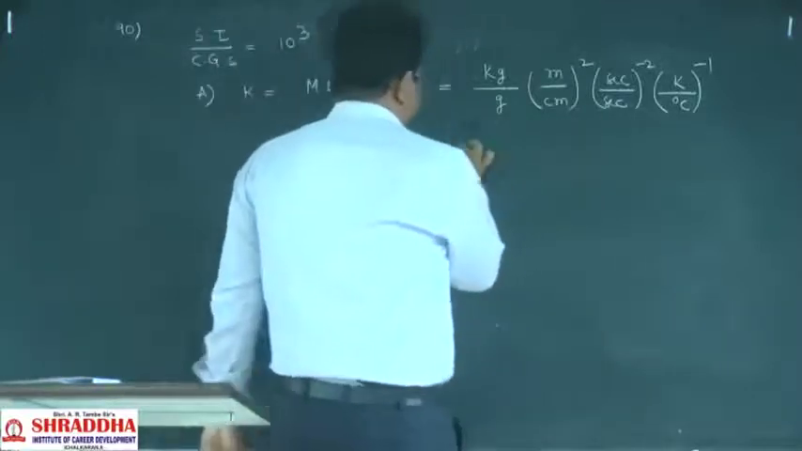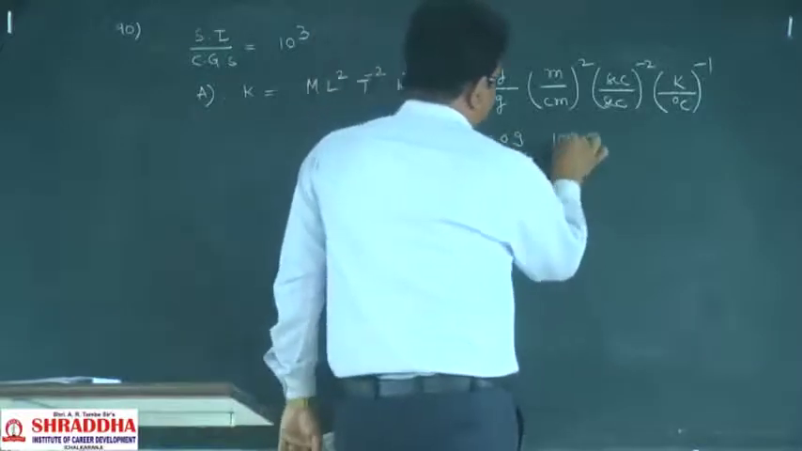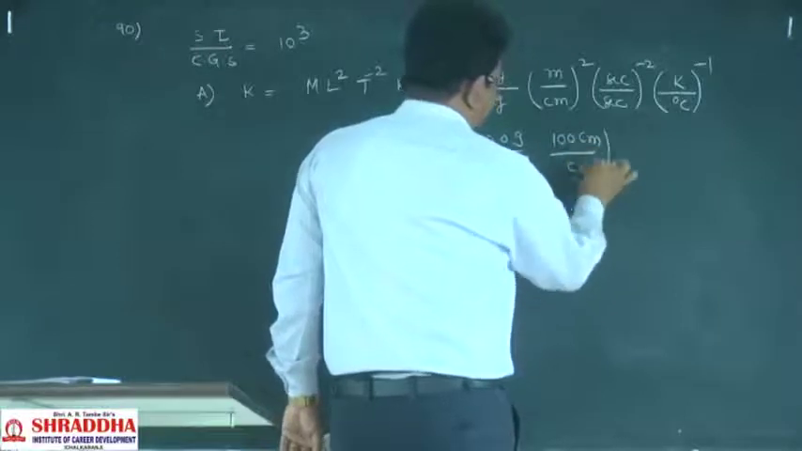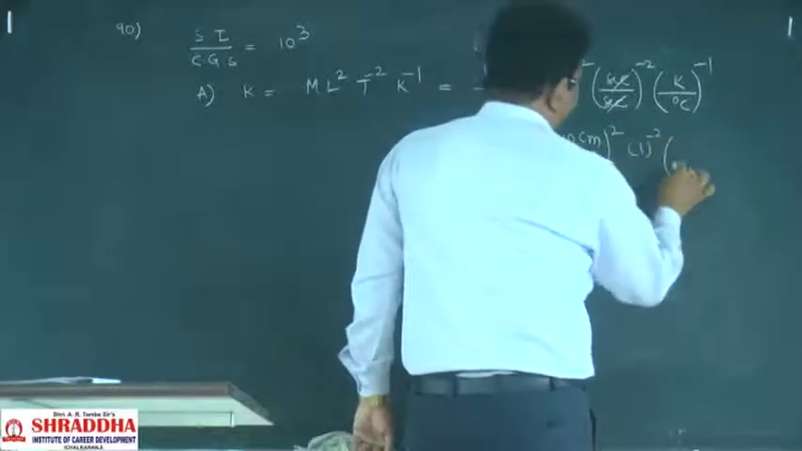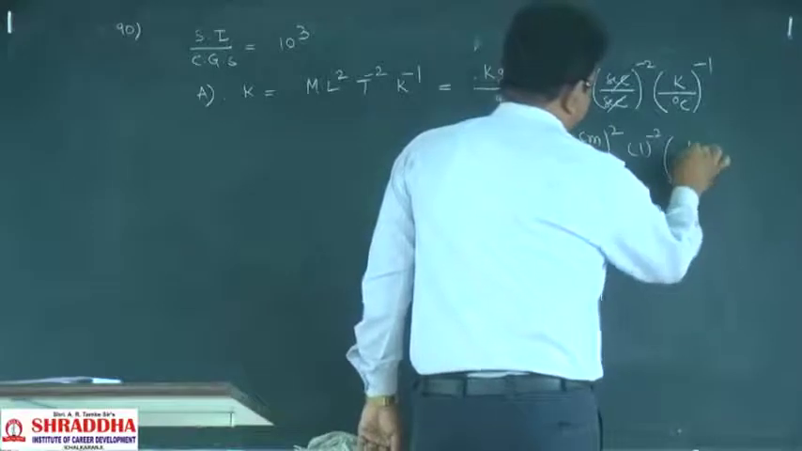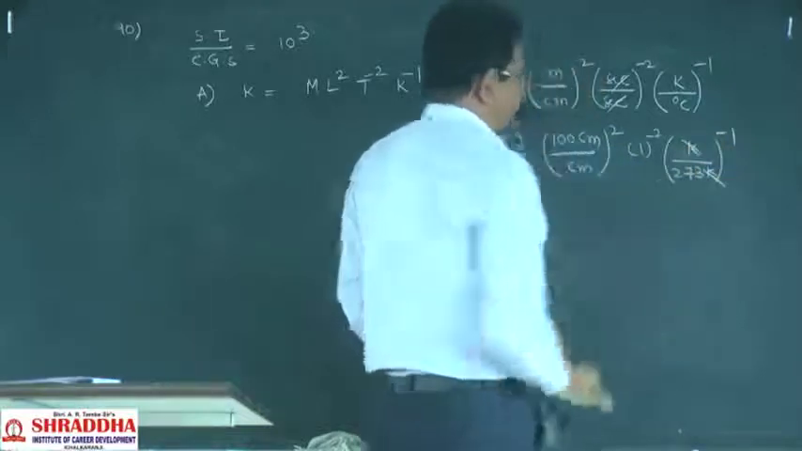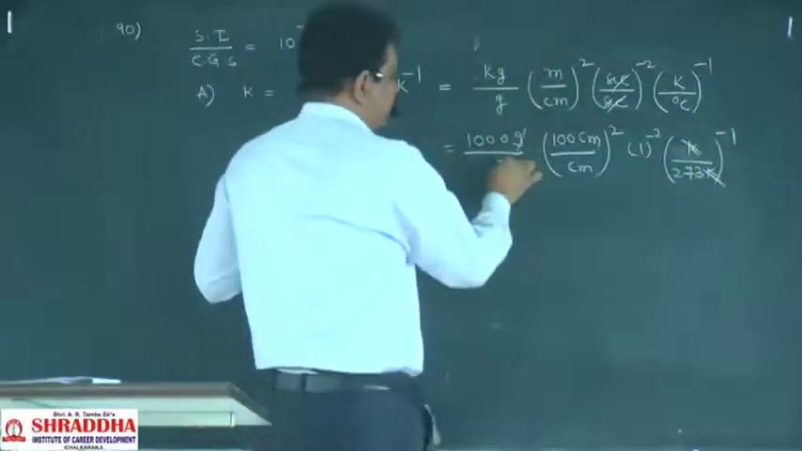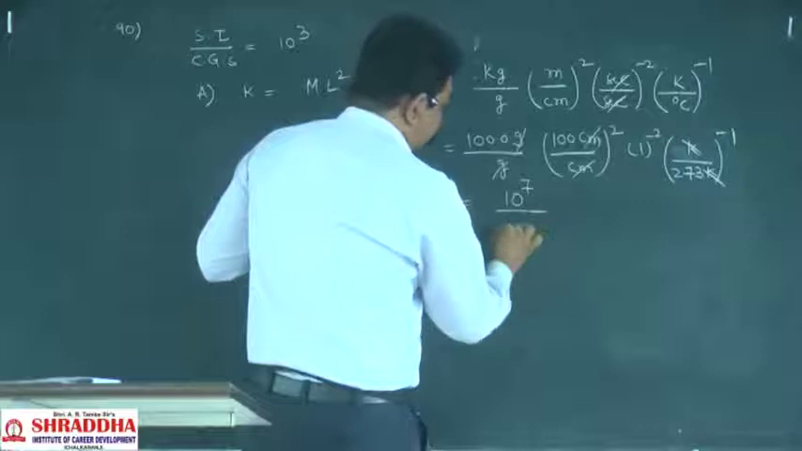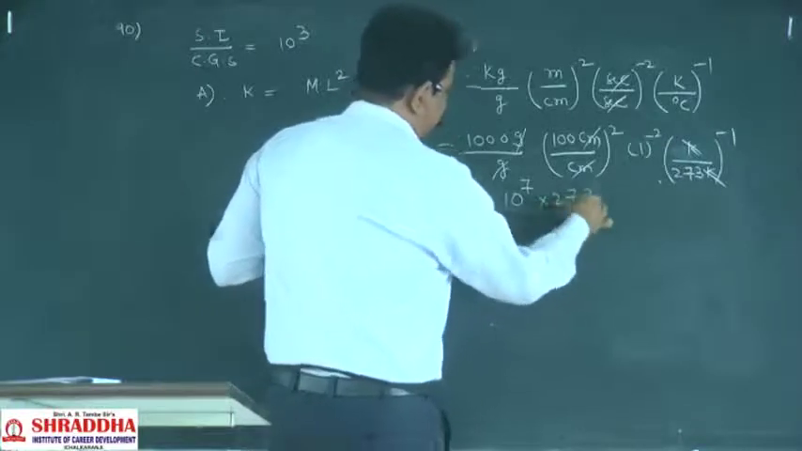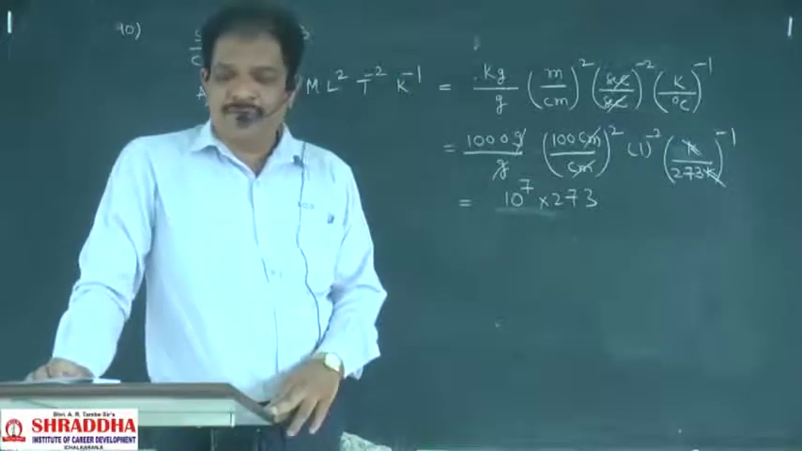So, here this is 1000 gram by gram. This is 100 centimeter by centimeter. These two will cancel. 1 power minus 2. This is Kelvin. 1 degree centigrade means 273 Kelvin. So this value is 10 power 7 into 273 will come. This is not equal to 10 cube for Boltzmann's constant.